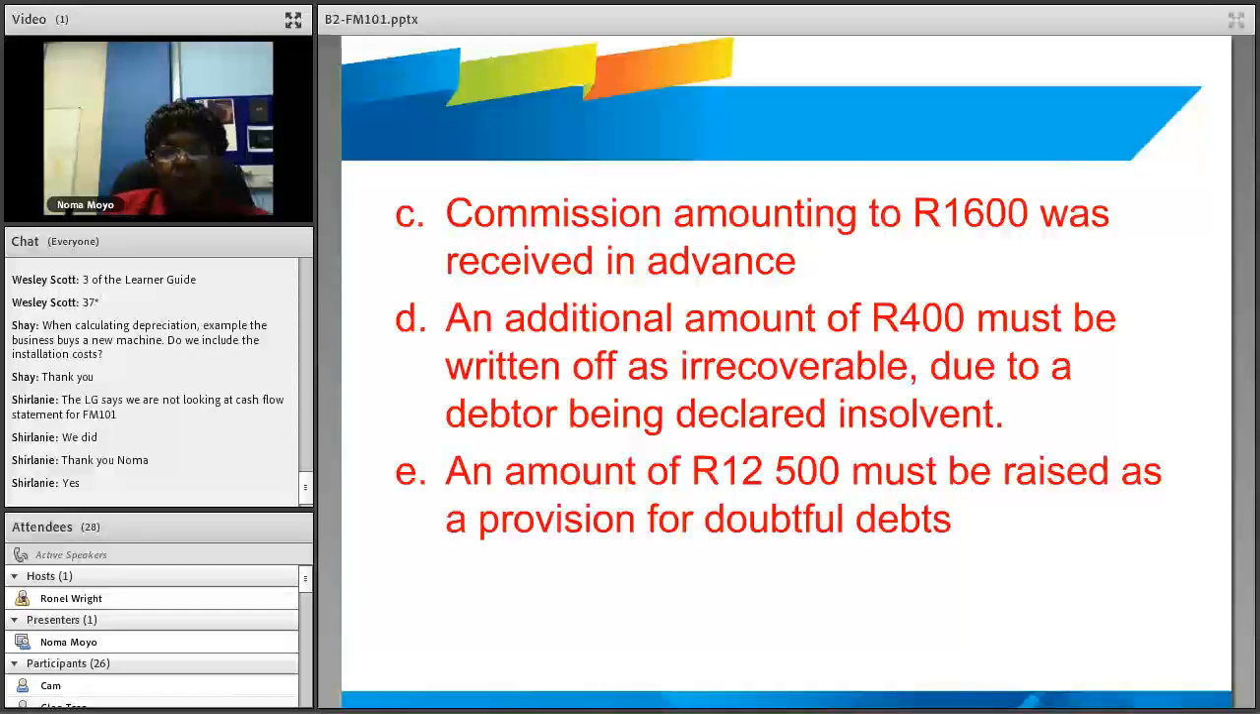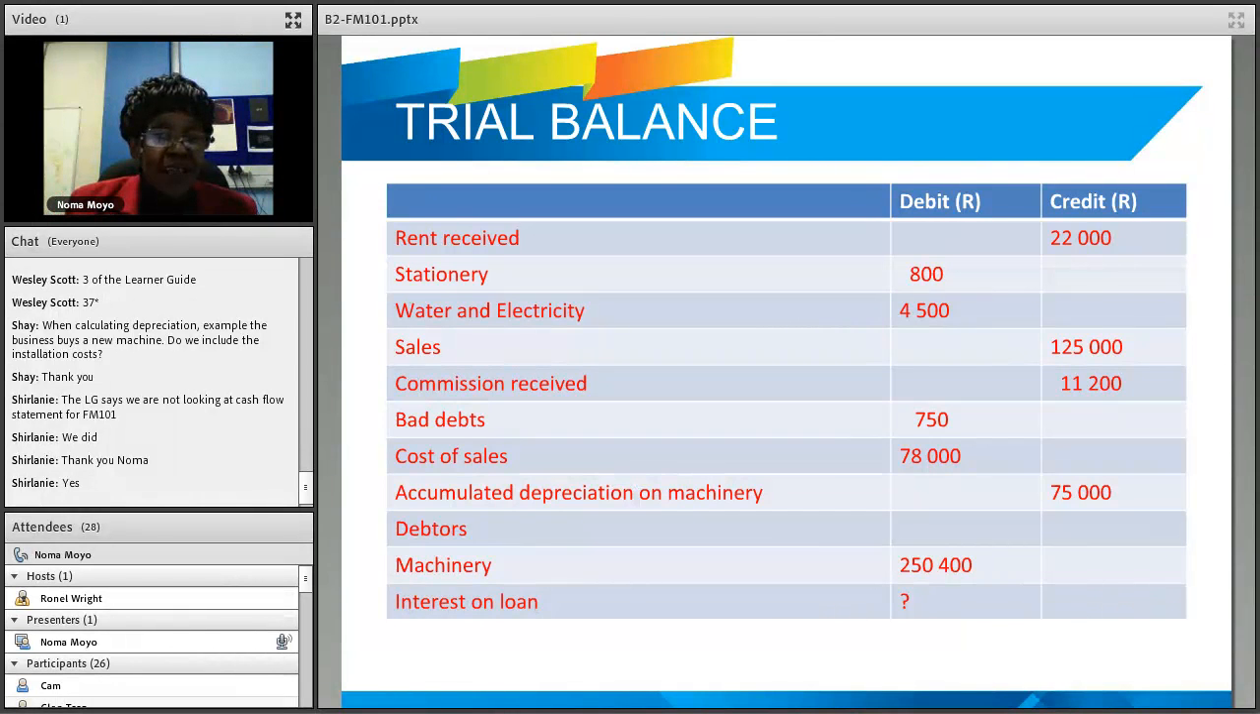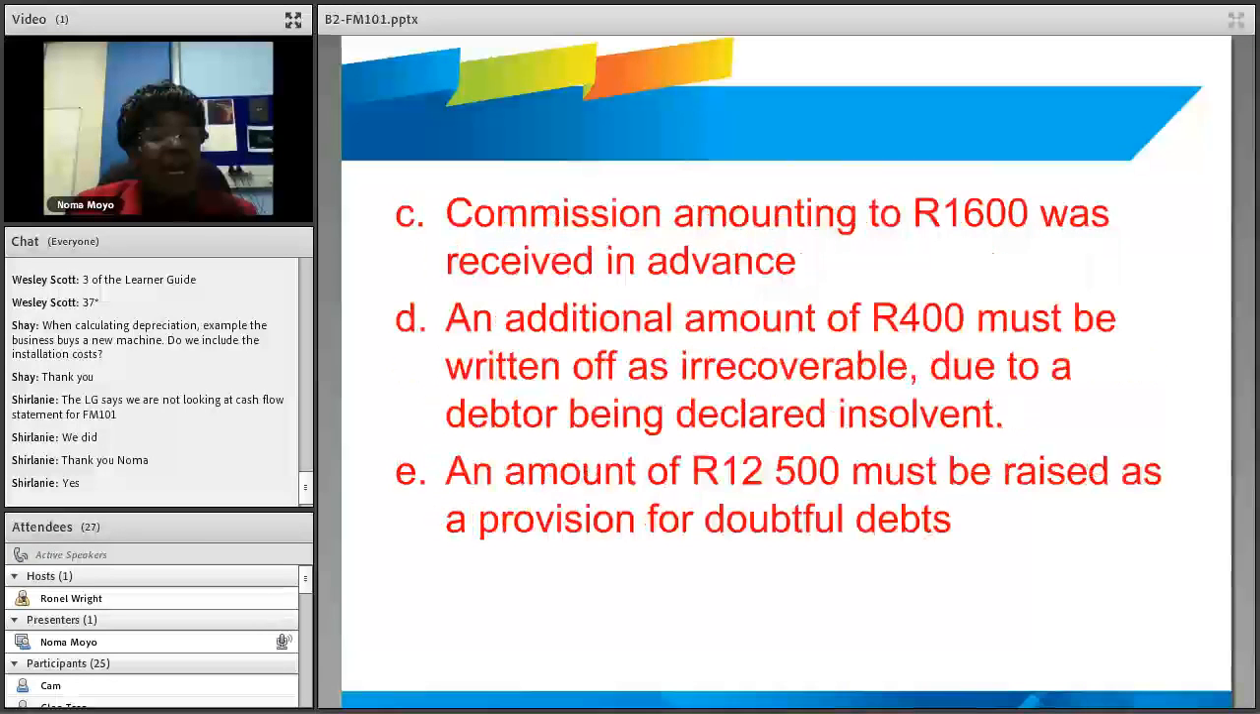An amount of 12,500 must be raised as a provision for bad debts. We know when we are raising it, it means it was not there. If we could go back, we never had a provision for bad debts. So it's coming up for the first time. So if you remember our double entry, we are going to add to bad debts the 400, which was an additional bad debt, and add the 12,500, which is now a provision for bad debt that has been raised.